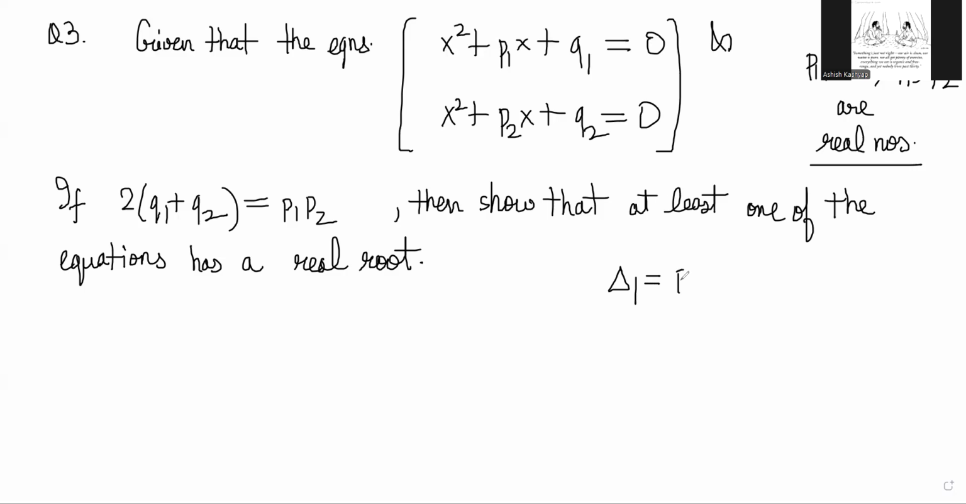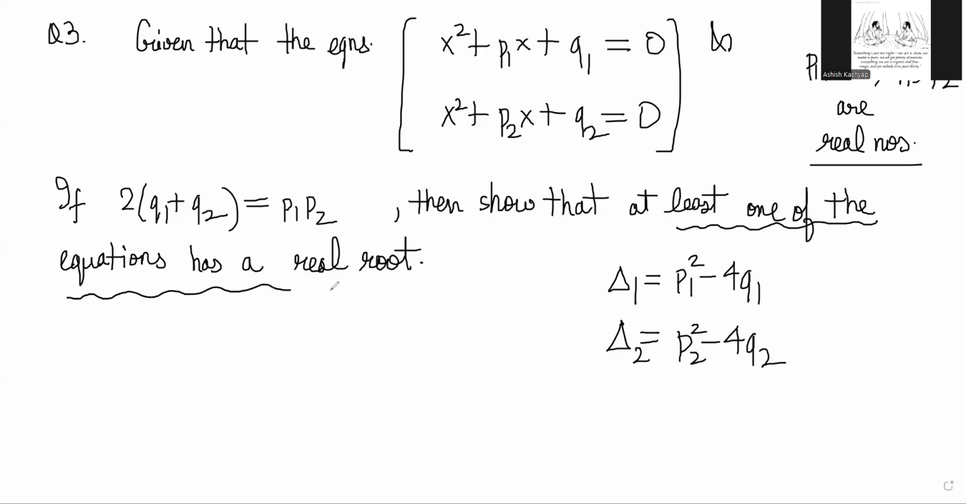Discriminant of the first equation is p1 square minus 4q1, and discriminant of the second one is p2 square minus 4q2. Think of that and think of trying to use that. You have to prove that at least one of the equations has a real root, which means one of the discriminants has to be greater than or equal to 0 for it to have real roots.